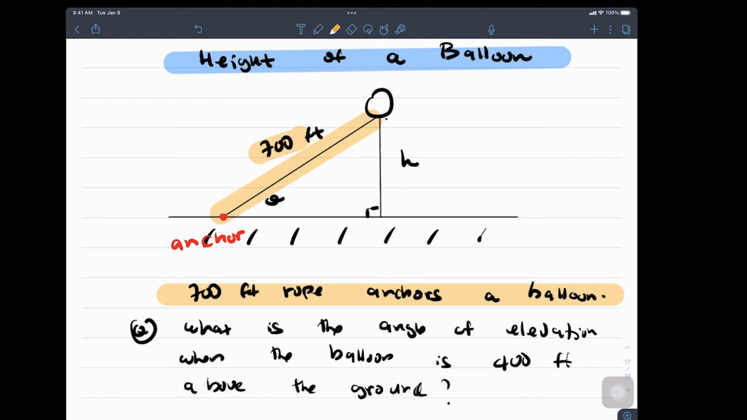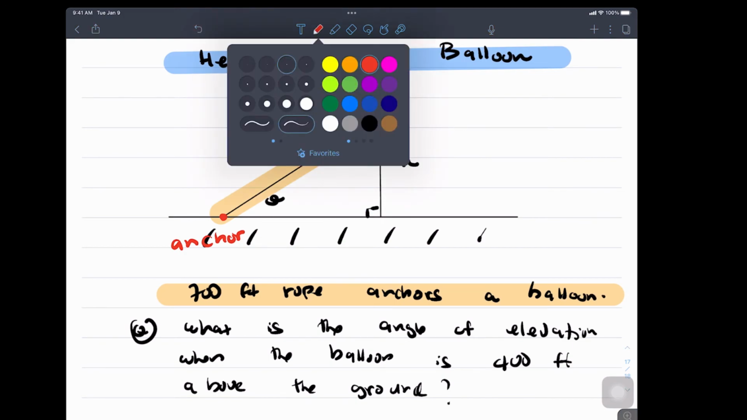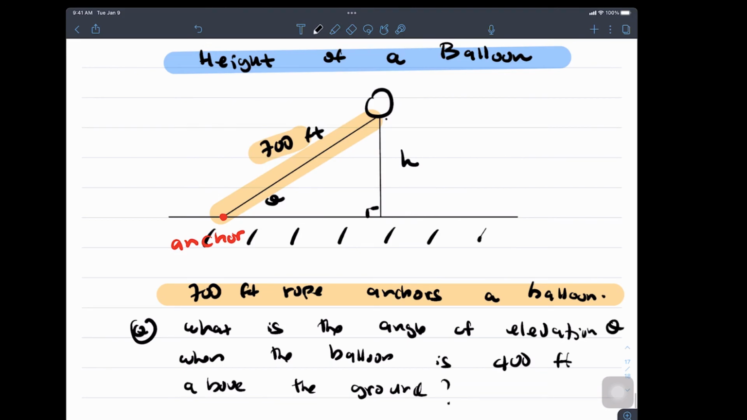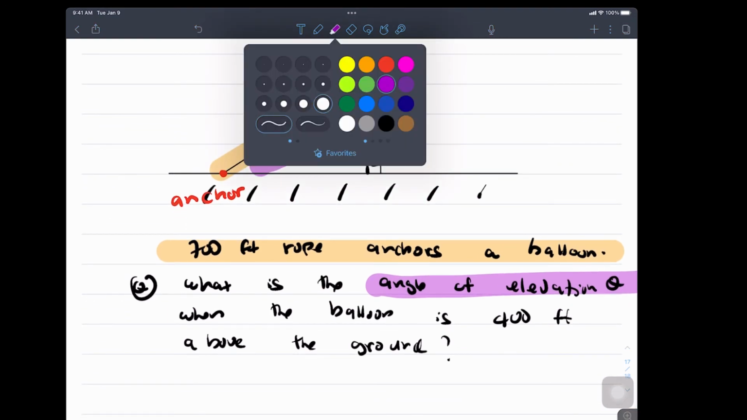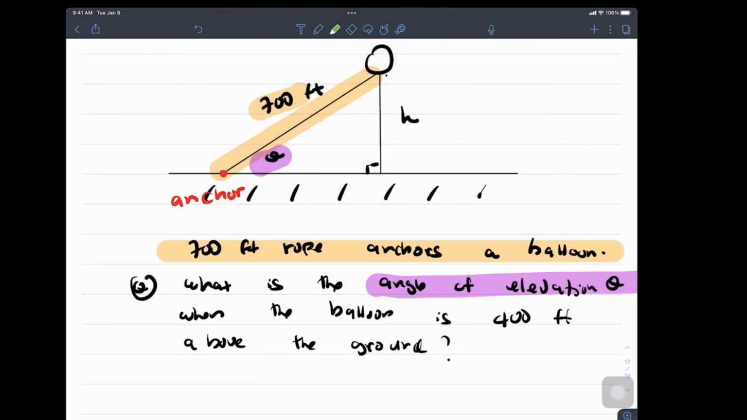Now, what are they asking? What is the angle of elevation? A lot of times you'll even put the letter, so we'll put it as theta. There's theta. When the balloon is what? 400 feet above the ground. So this portion is what? 400.